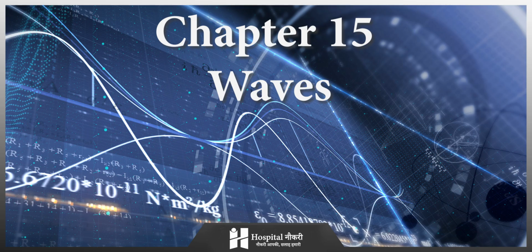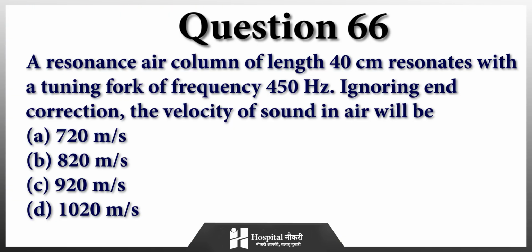Correct option is 864 seconds. MCQs from the last chapter of physics class 11, that is waves. Question is, a resonance air column of length 40 centimeter resonates with a tuning fork of frequency 450 Hz, ignoring end correction. The velocity of sound in air will be 720 meter per second, 820 meter per second, 920 meter per second or 1020 meter per second. Correct answer is 720 meter per second.